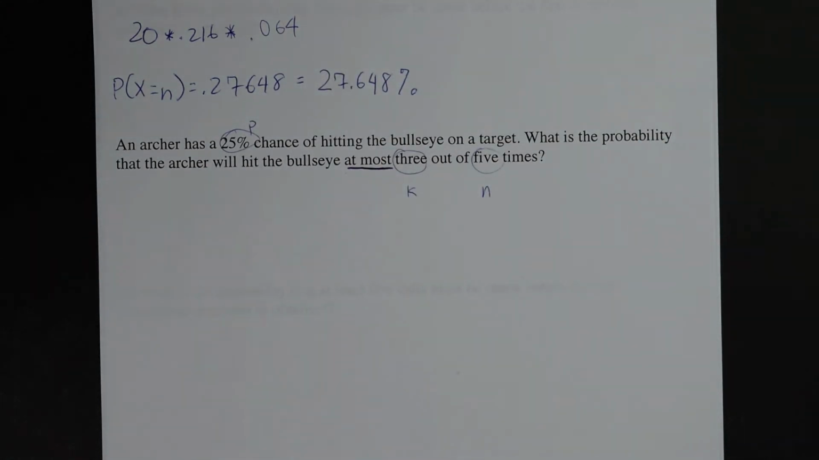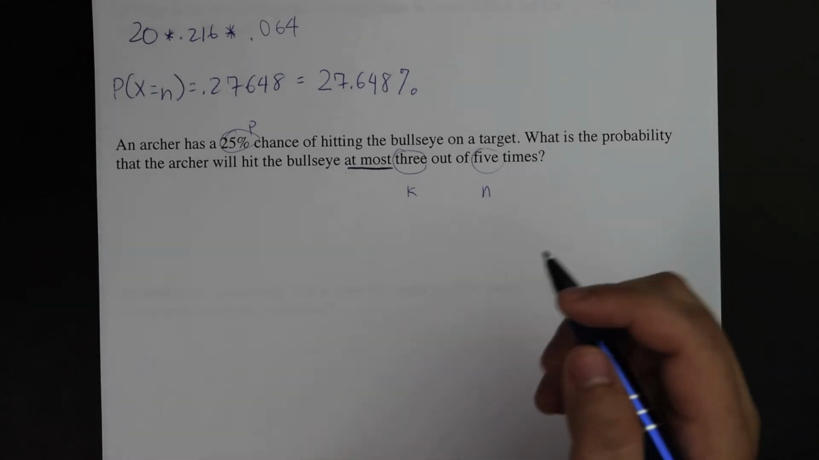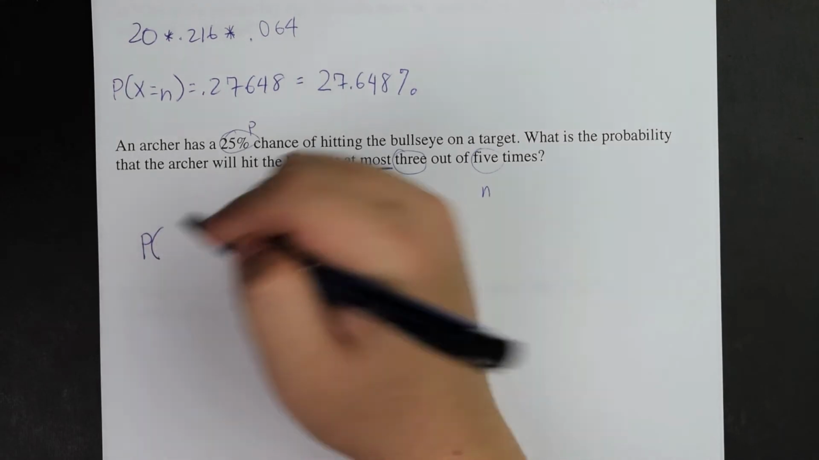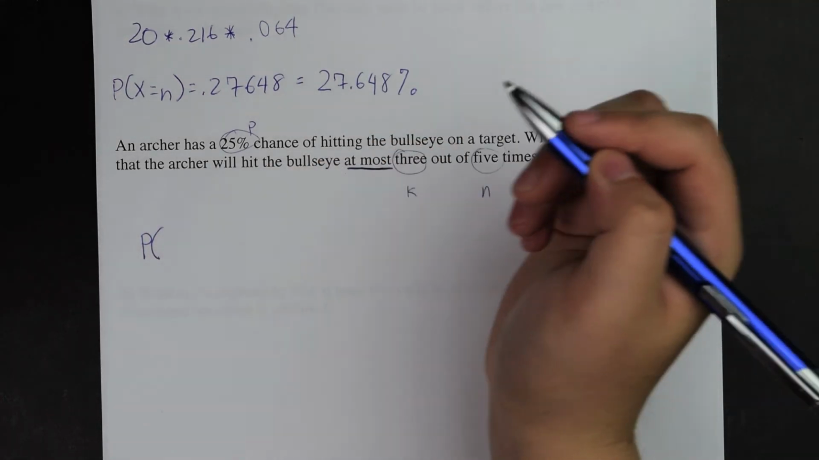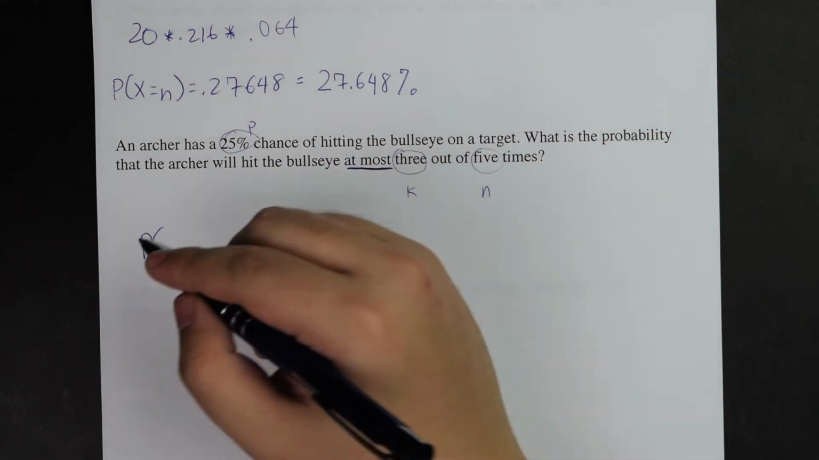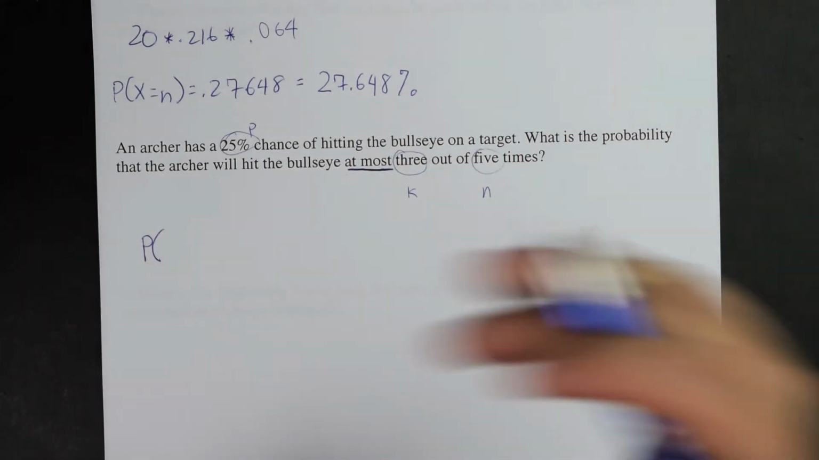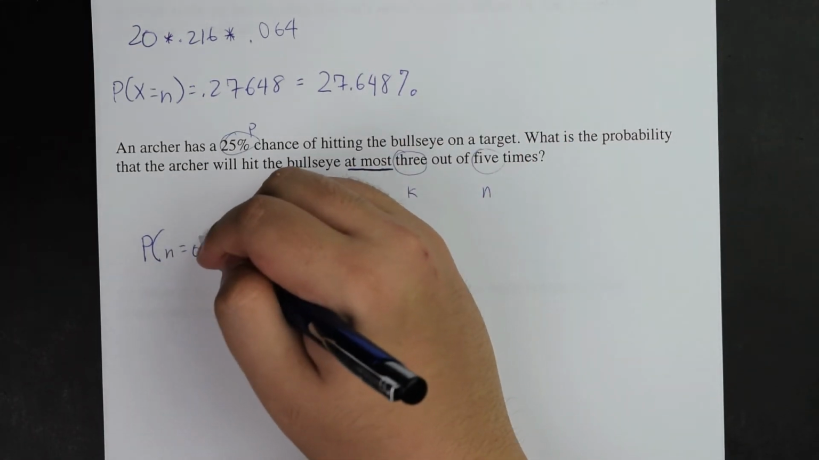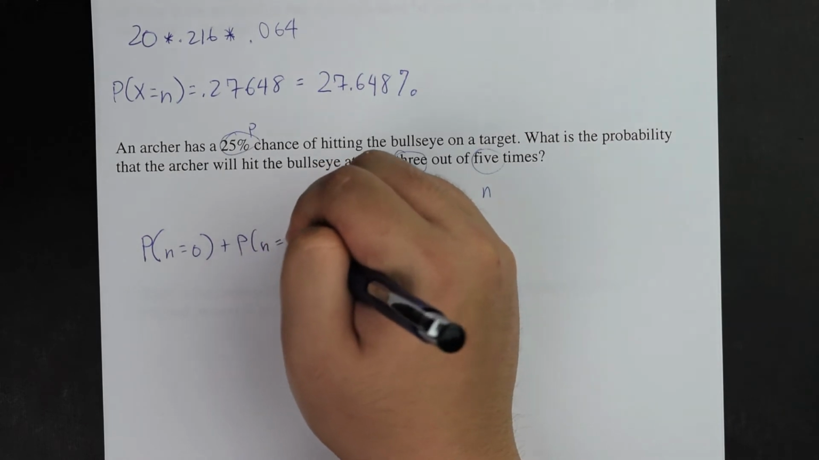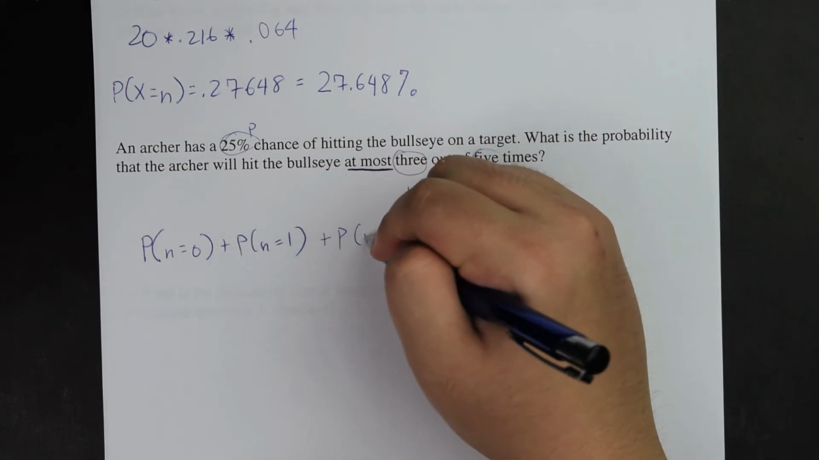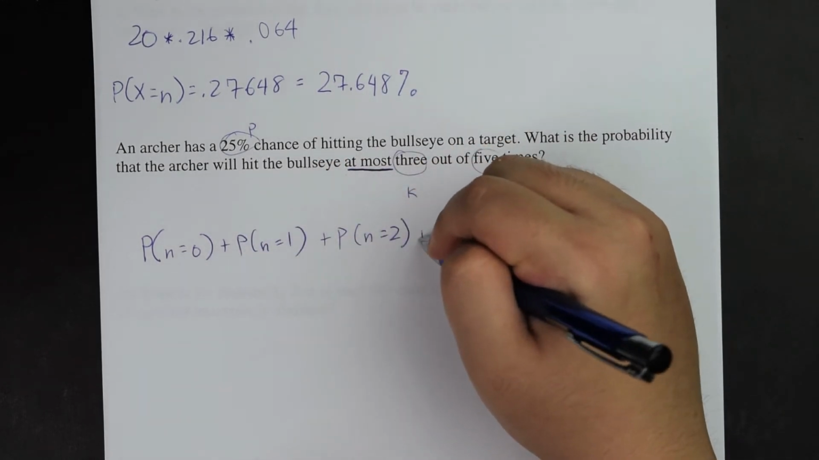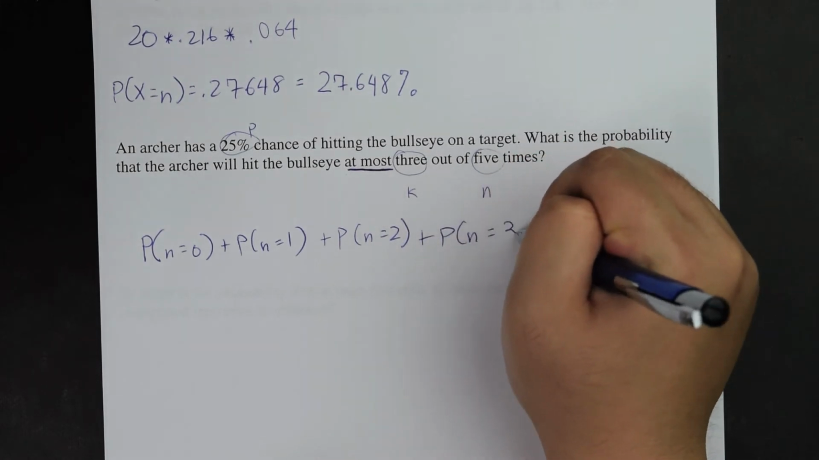But the part is that when they say at most 3, that means that either they get at most 3, it could be 2, it could be 1. Right? So that means that literally it will be a probability when this individual, or it could be even 0, hits the bullseye 0 times. At most means up to 3. So it will be n equals 0 plus the probability n equals 1 plus the probability that n equals 2 plus the probability that n equals 3.